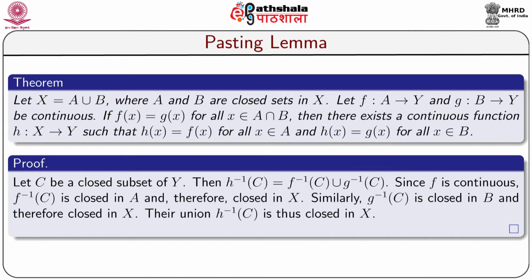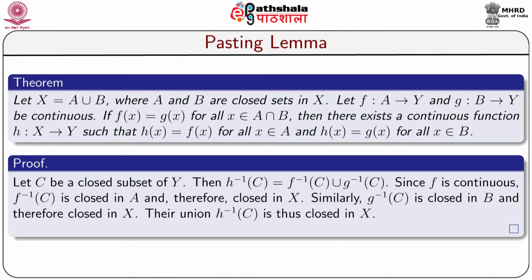and h(x) is equal to g(x) for all x belonging to B. Proof: let C be a closed subset of Y, then h inverse of C is equal to f inverse of C union g inverse of C. Since f is continuous, f inverse of C is closed in A and therefore closed in X, as we have considered A as a closed subspace of X.